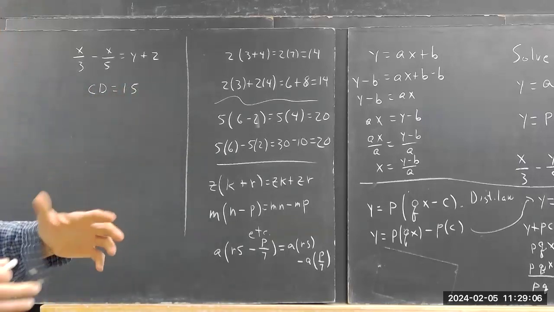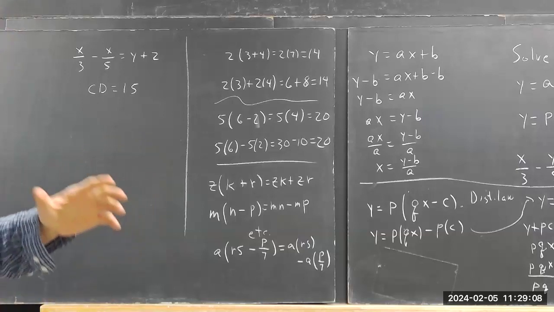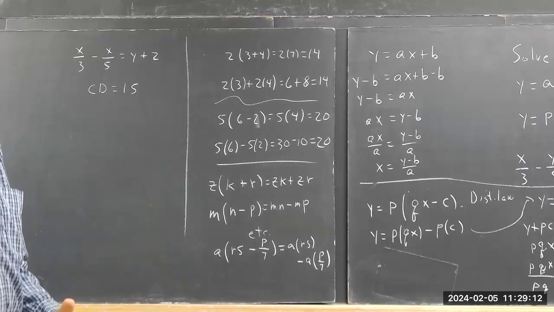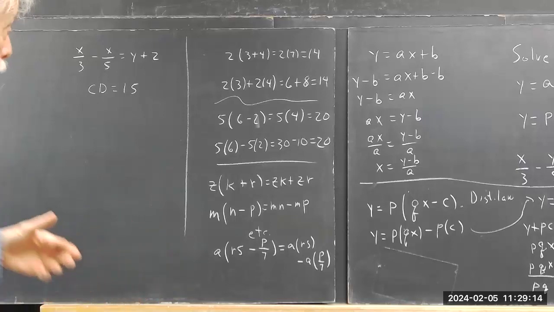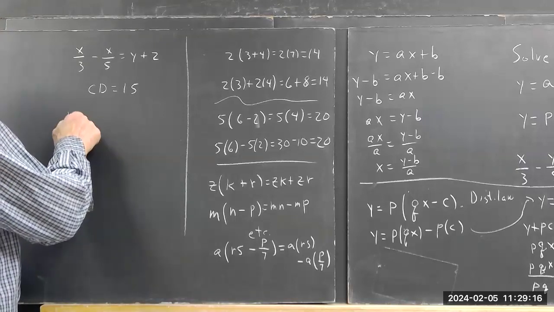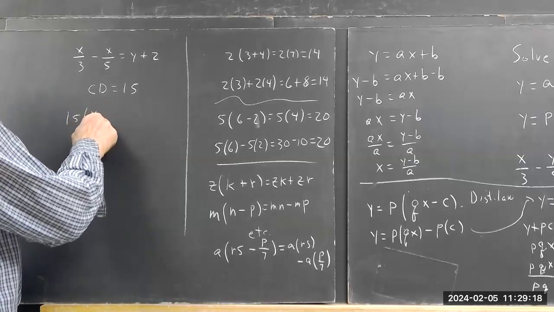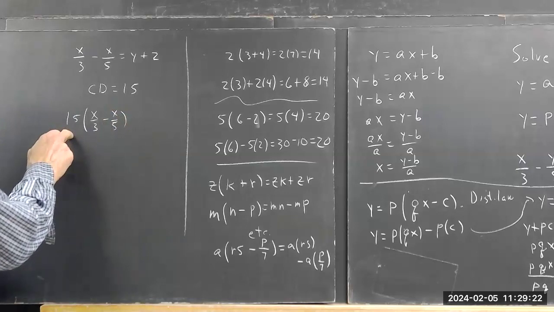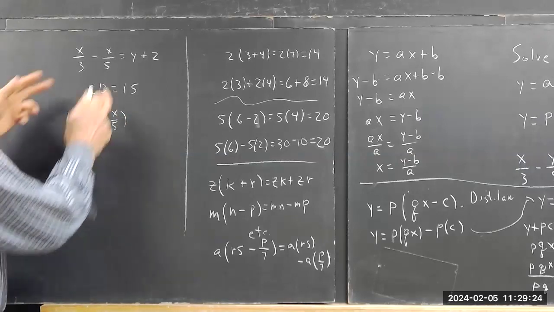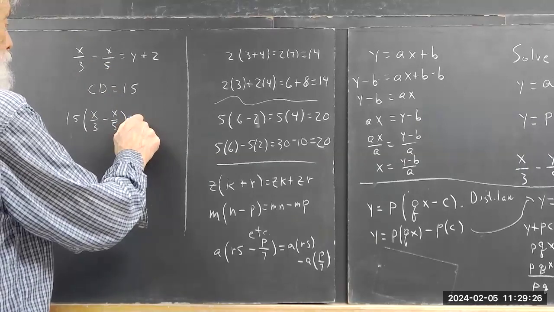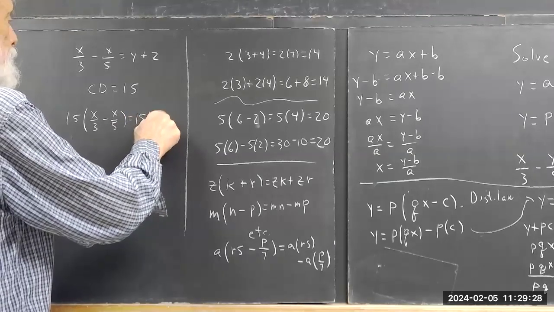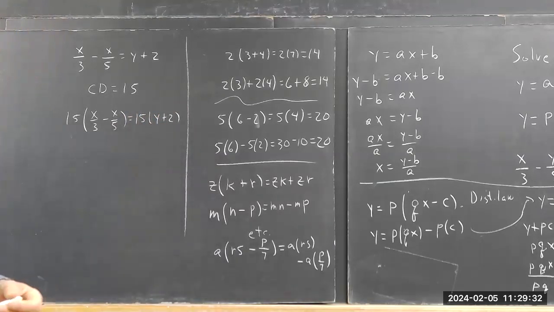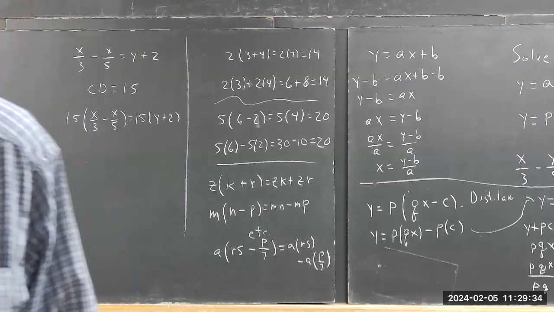Now, I said, let's multiply both sides by 15. What do I mean by multiply both sides by 15? I mean, multiply 15 by x over 3 minus x over 5. 15 multiplies the whole left-hand side. And 15 multiplies y plus 2. So that's the critical step.